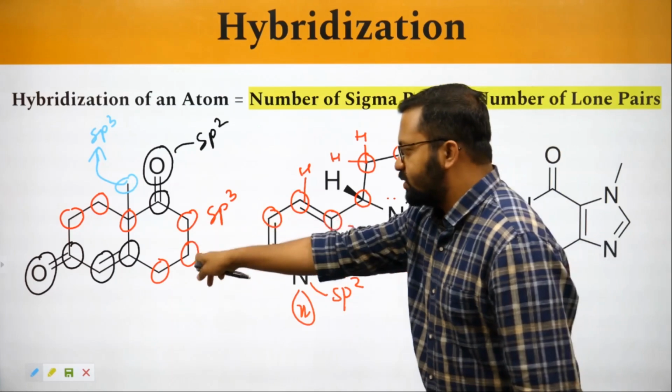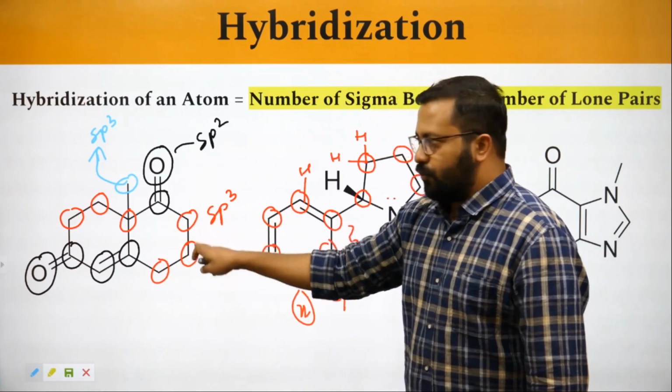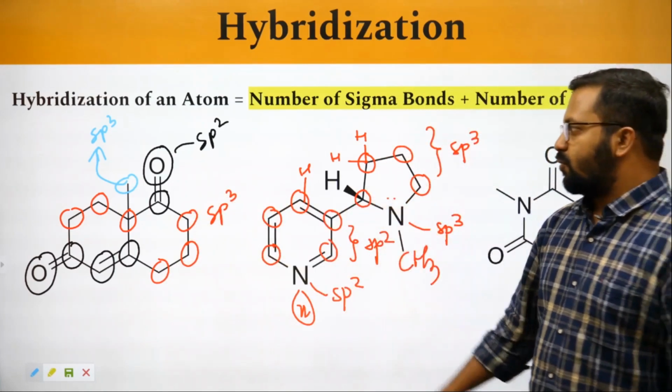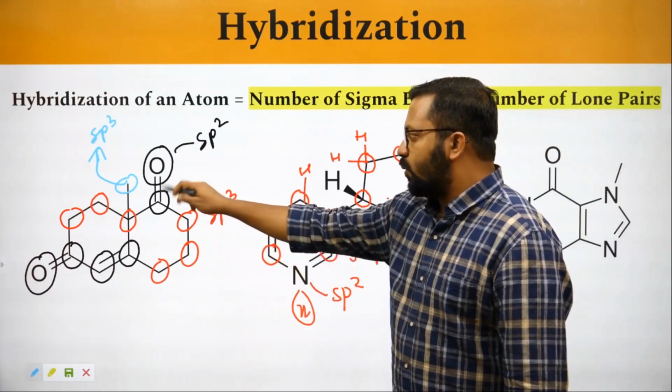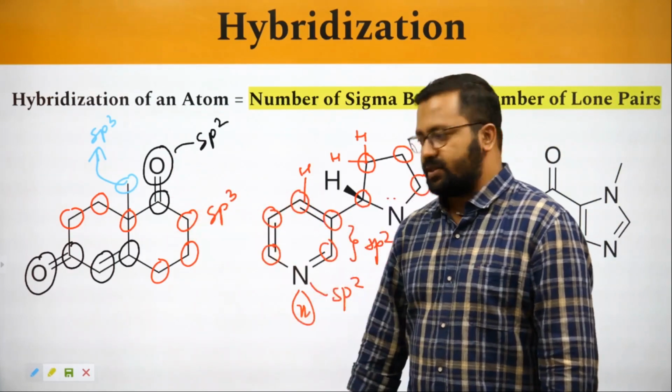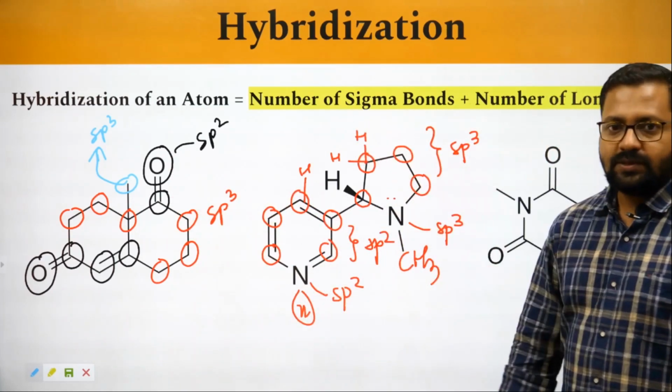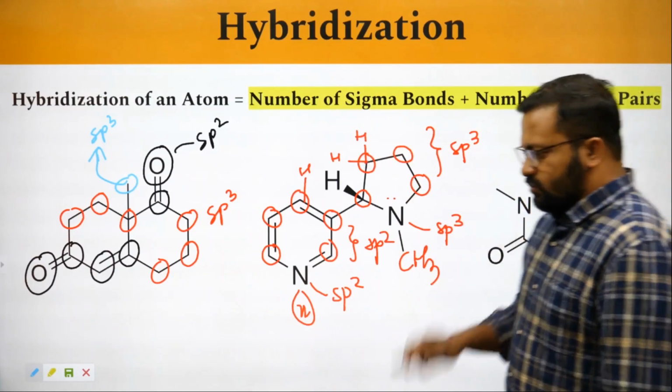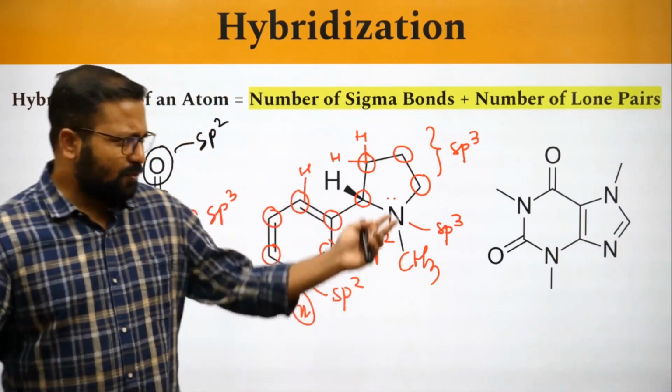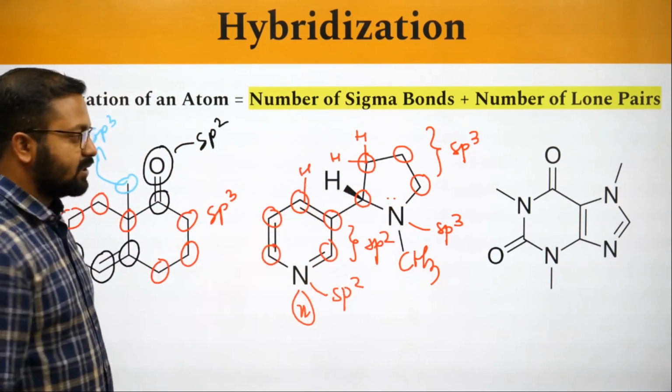All of these are sp3, 4 bonds and all of them are sigma bonds. Oxygen is sp2, 1 sigma and 2 lone pairs would be present, so it will be sp2 hybridized. This structure is also pretty interesting, you can work it out here as well.